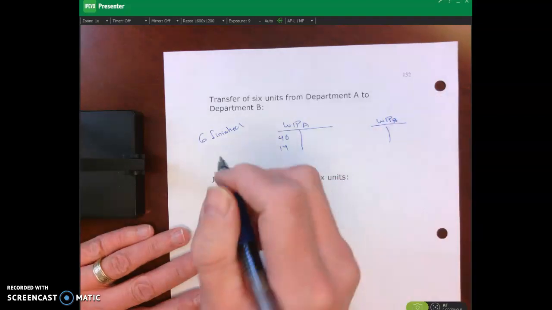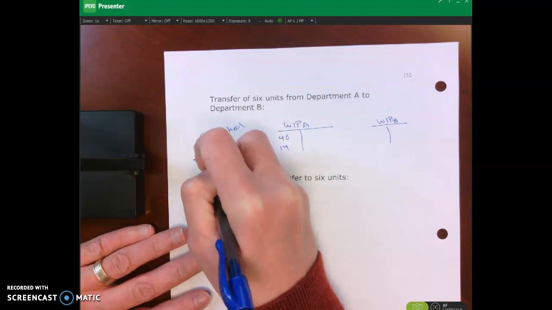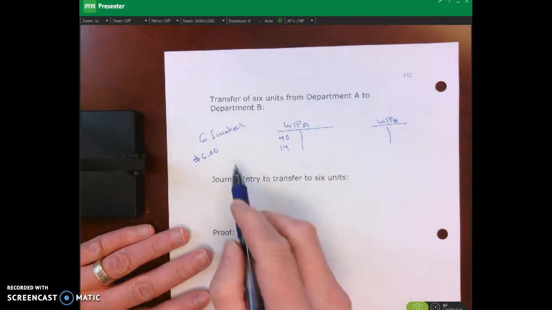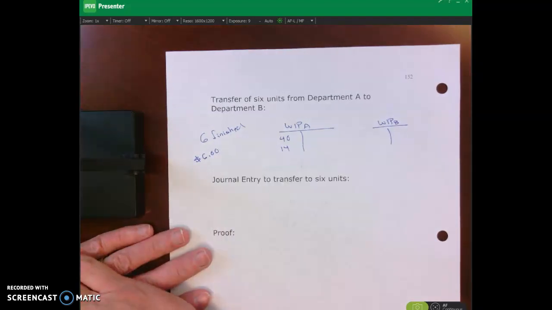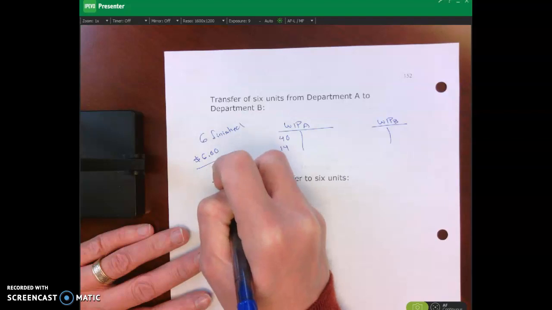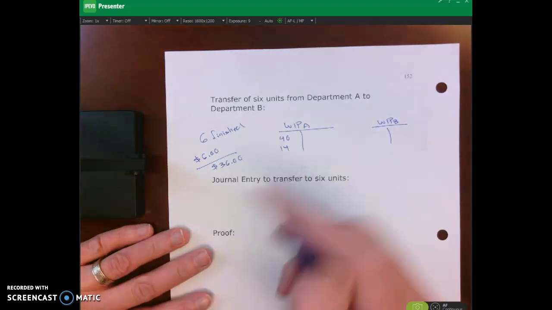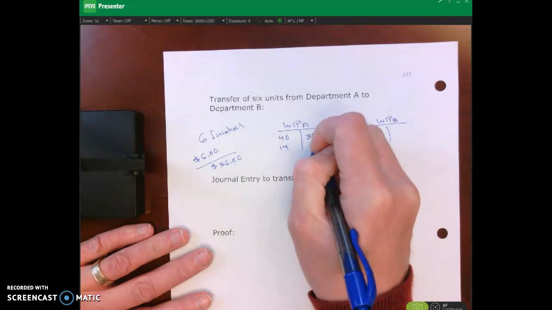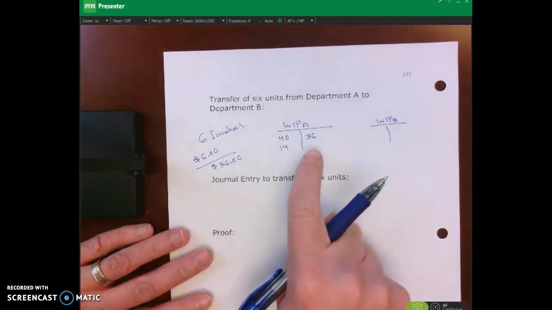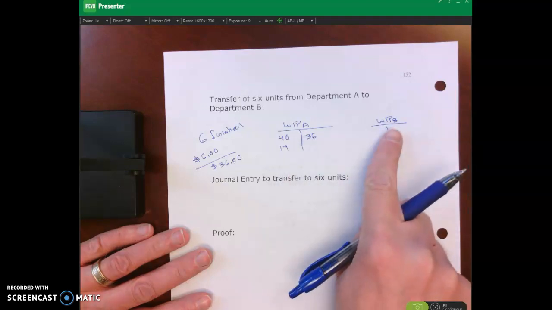And then we also know from the prior page that each unit on average costs us $6. So if that's true, what is the cost of those 6 units that we finished? 6 times the 6 gives us $36. So then I can put that here on the credit side, because what I'm going to do is I'm moving it out of WIP A to WIP B.